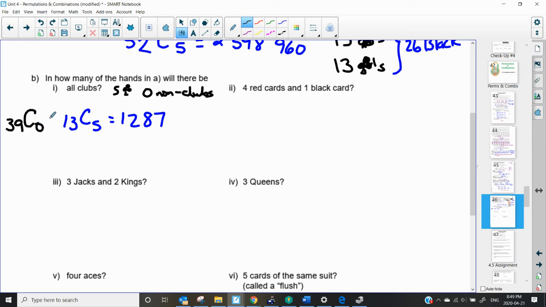And I want to choose 0 of them. Well, the only way to have 39 cards and choose none of them is 1. So often you'll see people just write the 13 choose 5. All right, let's take a look at another example here.